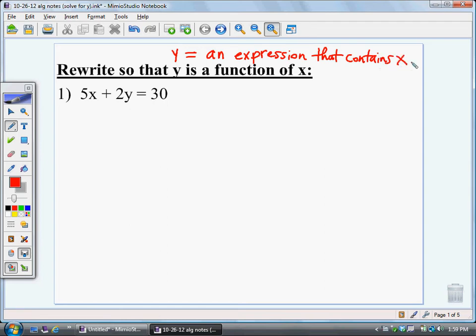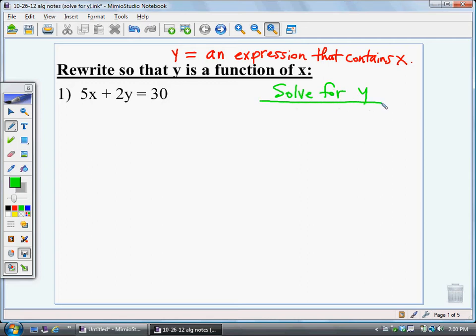So we're going to rewrite this 5x plus 2y equals 30 so that it says y equals, and then the right side or the other side of the equation would just be some expression, and that expression is going to contain the letter x. So basically what we're going to do is solve for y. Now what I'm going to do first though is I'm going to take this equation, I'm going to rewrite it, and I'm going to show you how to solve for y quick, just like we've solved for equations before.